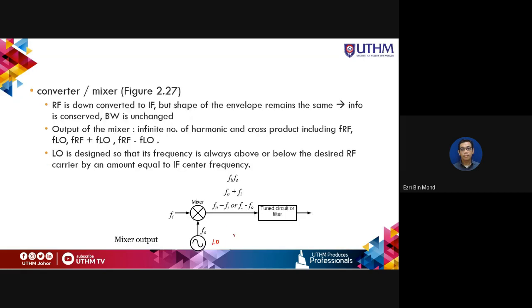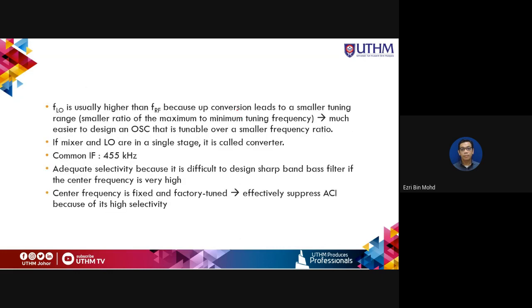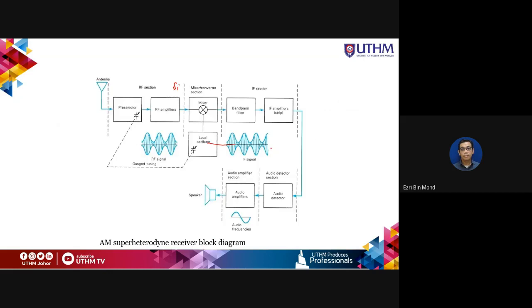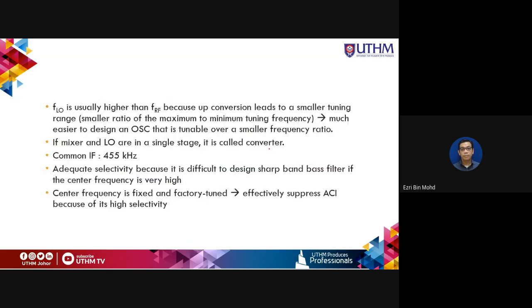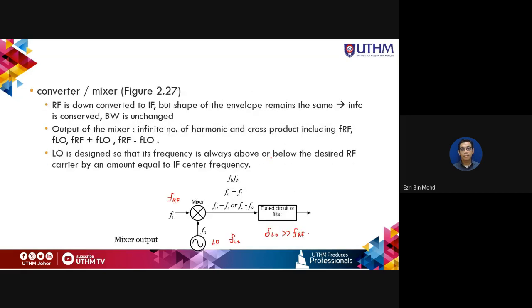So FLO here is FRF lah. So FLO must be higher than FRF. Okay. Because up conversion leads to a smaller tuning range, a smaller ratio of the maximum to minimum tuning frequency, much easier to design an oscillator that is tunable over a smaller frequency range. If mixer and LO are in a single stage, it's called a converter. Kalau mixer dan LO single stage, namanya converter. Kalau dia lebih daripada single stage, it's called a mixer.